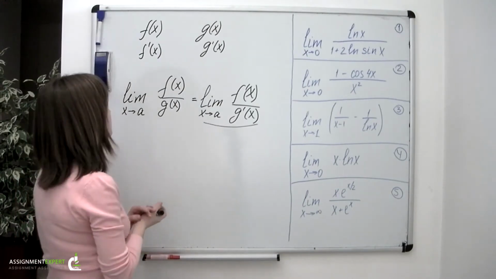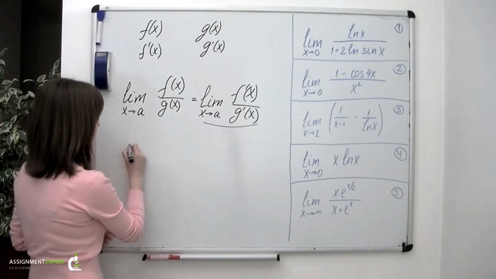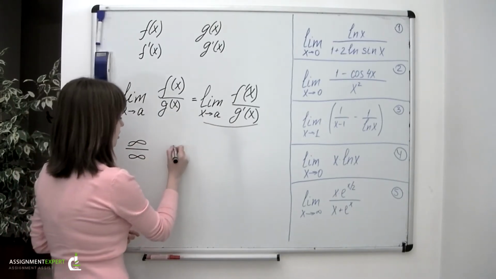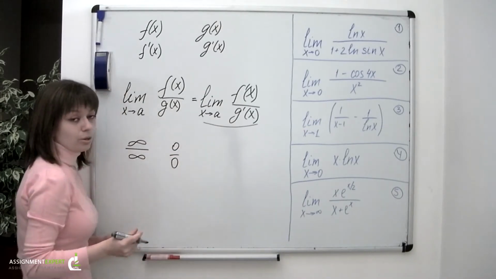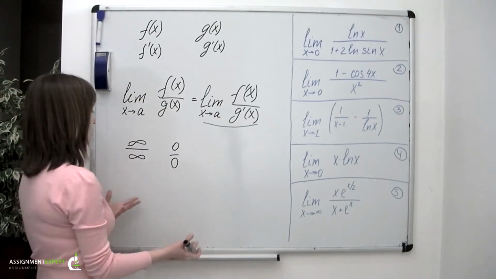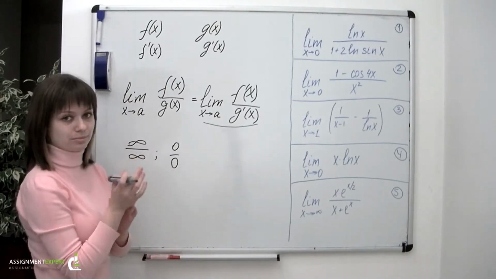If, having applied L'Hopital's theorem, we still obtain the indeterminate form infinity over infinity or 0 over 0, we may apply it one more time, or we can do it as many times as we need until we've reached an acceptable result.